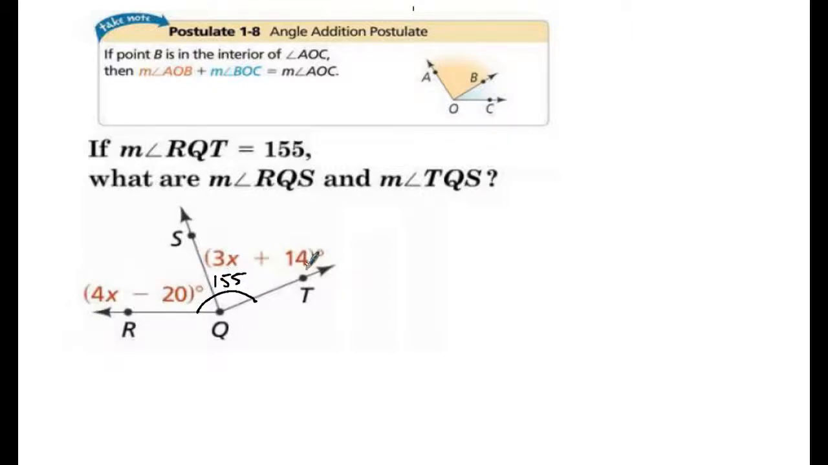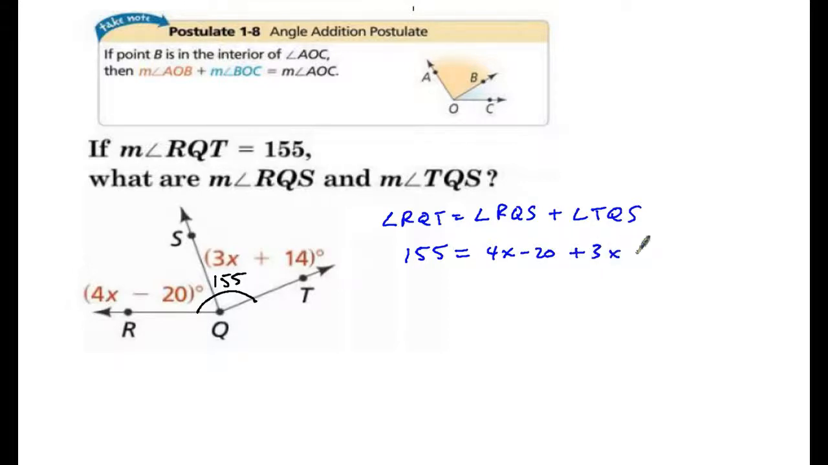Okay, and we are given 4x minus 20 and 3x plus 14 for the smaller angles. So we're going to make that the equation. So we're going to say that angle RQT equals the sum of the smaller angles, which is RQS plus TQS. We go ahead and substitute the values. This is going to equal 155. This is going to equal 4x minus 20. And this is going to equal 3x plus 14.